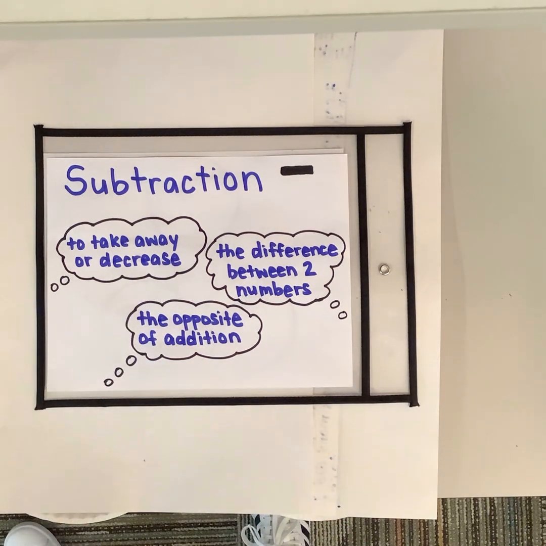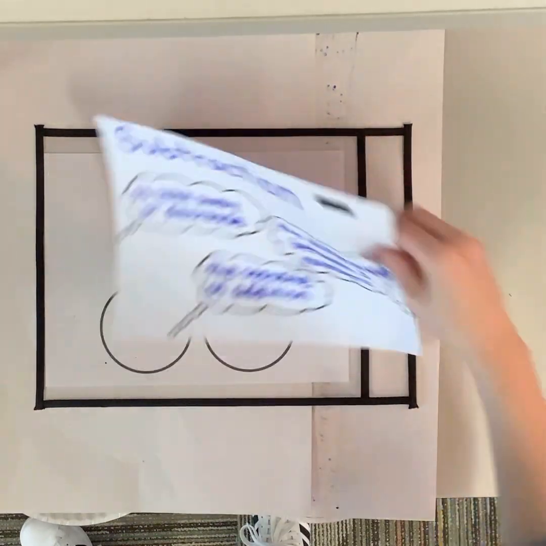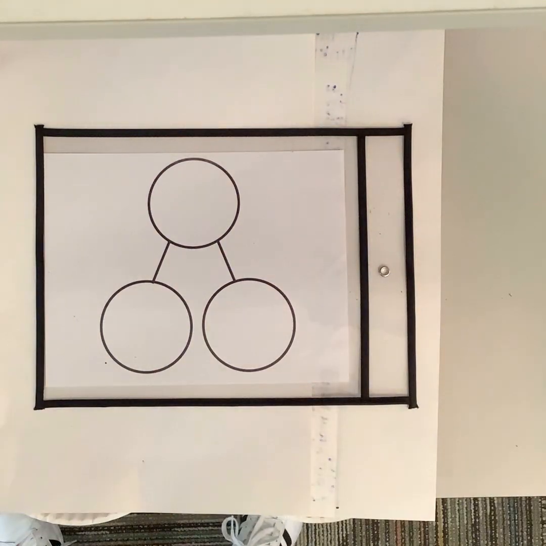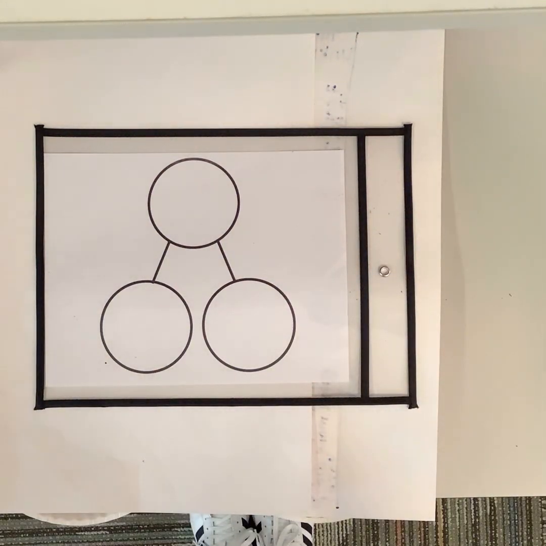This week we have learned different strategies that we can use to solve subtraction problems. And today you're going to learn a new strategy. Are you ready? Today you are learning how to use a number bond to solve subtraction problems. Can you say those two words with me? Number bond. One more time. Number bond.